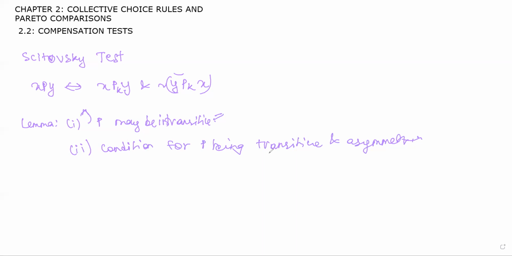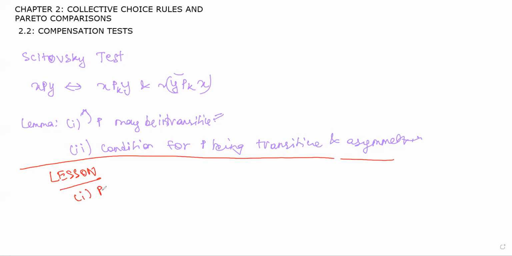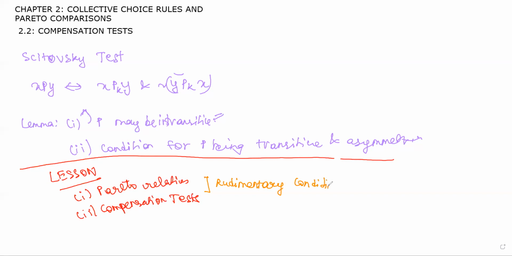So the lesson from the second chapter is something different. The lesson from the second chapter is this. First, we saw the Pareto relation. Then we saw the compensation tests. So these are certain rudimentary conditions that you want your collective choice rule to satisfy. But in and of itself, they are not enough to define a good collective choice rule.